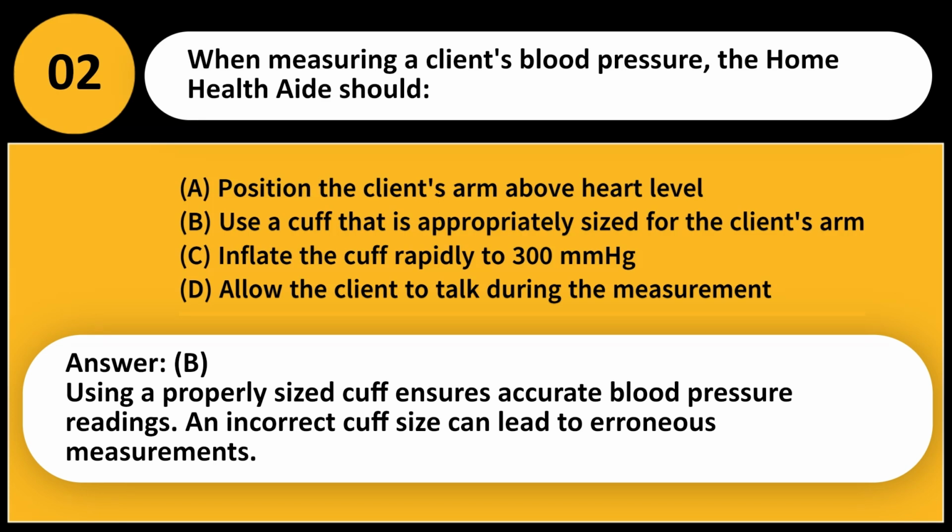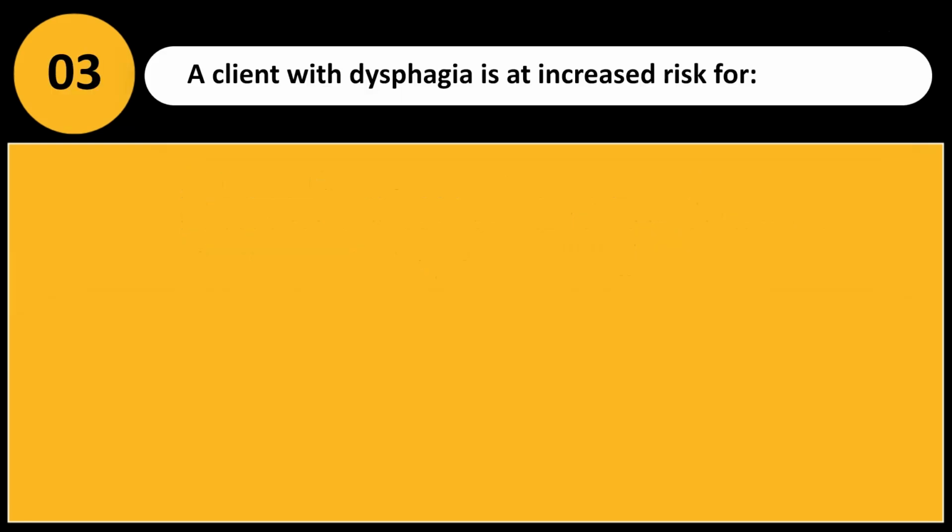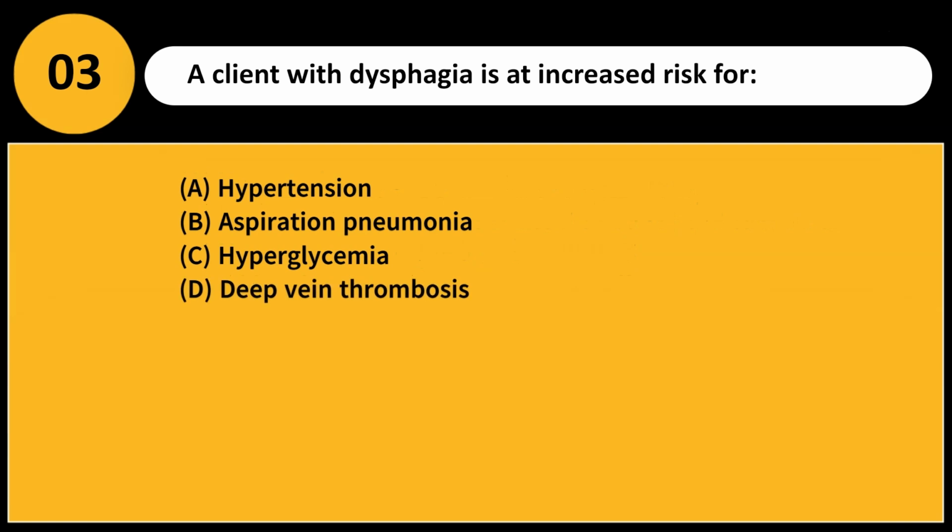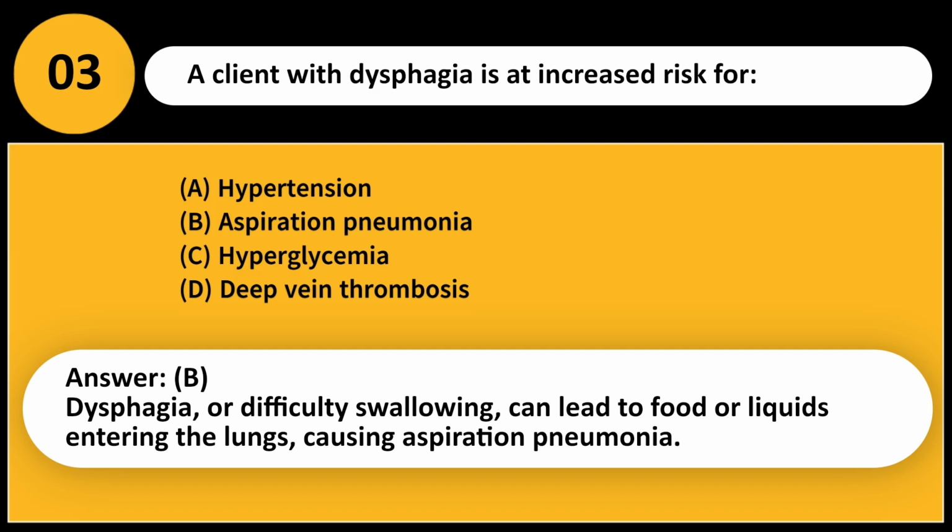An incorrect cuff size can lead to erroneous measurements. A client with dysphagia is at increased risk for: A. Hypertension. B. Aspiration pneumonia. C. Hyperglycemia. D. Deep vein thrombosis. Answer: B. Dysphagia, or difficulty swallowing, can lead to food or liquids entering the lungs, causing aspiration pneumonia.